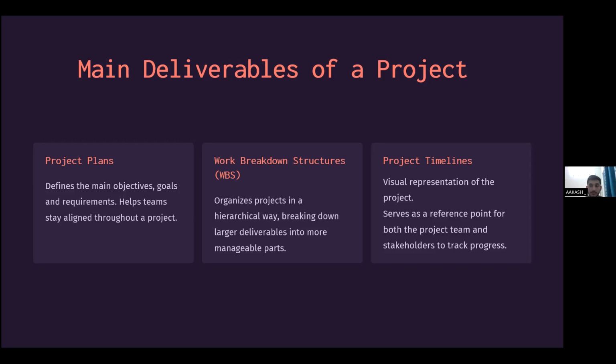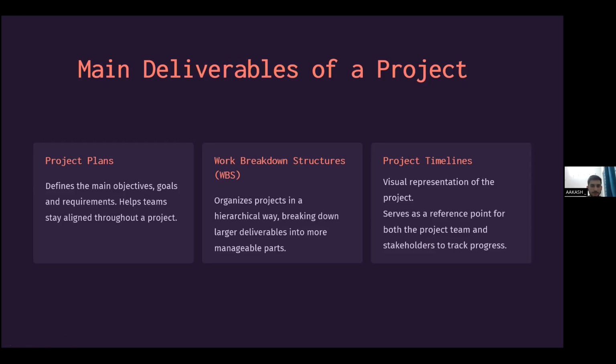And then comes the work breakdown structure. It is the breaking down of the large deliverables into more manageable parts. It does not detail how each task has to be done, but it identifies the different tasks which are necessary for the completion of a project. And then finally comes the project timeline. It is the actual visual representation of these tasks, and it will contain the starting time, end time, and the different dependencies and bottlenecks of different tasks. This is the actual part that contains those things.